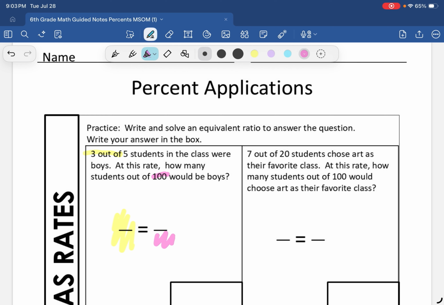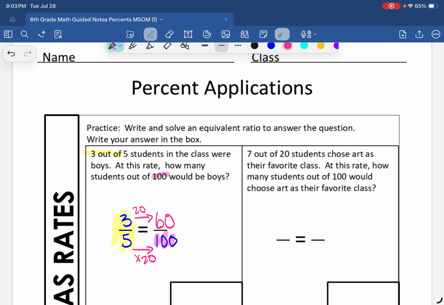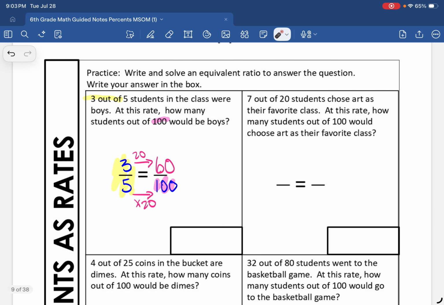So my ratio I'm going to start with is 3 out of 5, and I want to know how many out of 100. So again, 100 is my whole and 5 is my whole. I'm going to look for a multiplicative factor either vertically or horizontally. I notice that 5 times 20 is 100, so 3 times 20 is 60. Again, if you don't know that 5 times 20 is 100, you can always divide. 100 divided by 5 is what number? And that will give you your multiplicative factor. So at this rate, 60 would be boys.